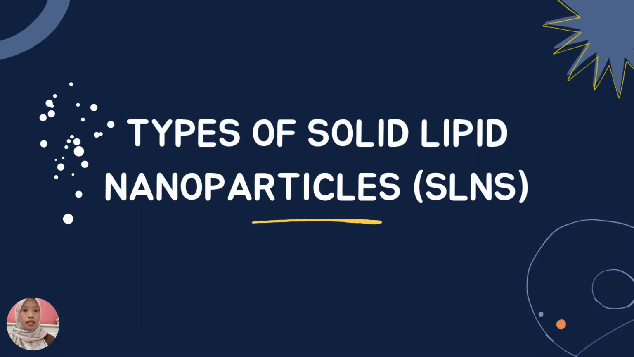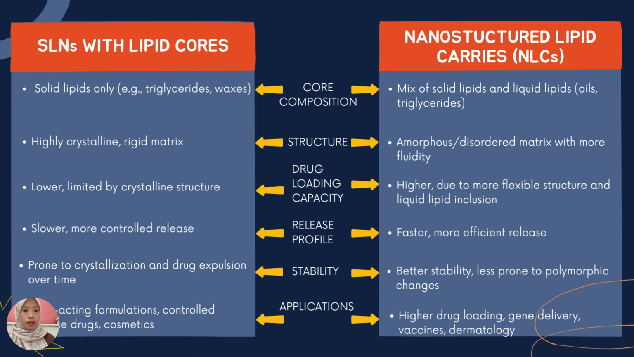So next is the types of solid lipid nanoparticle. Solid lipid nanoparticles with lipid cores. For the core composition, they are solid lipid only, for example triglycerides and also waxes. For nanostructured lipid carriers, they are a mix of solid lipid and also liquid lipid. For the structure, with lipid cores, they are highly crystalline and also rigid. For nanostructured lipid carriers, they are an amorphous disordered matrix with more fluidity.